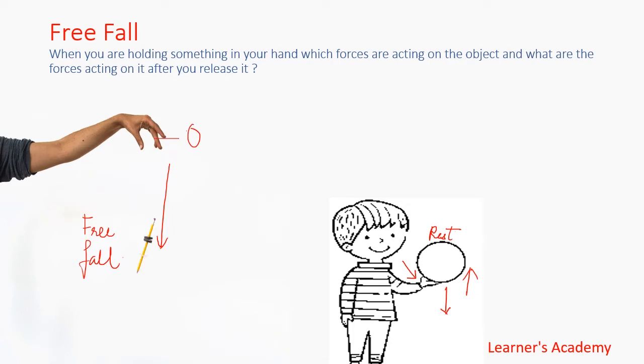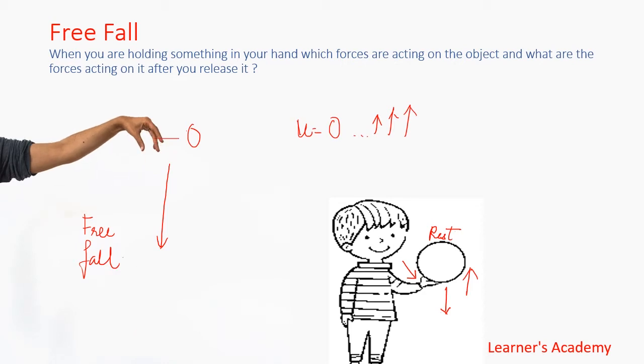Now in the free fall, what happens? The initial velocity is always zero, and it goes on increasing as it reaches the Earth due to acceleration due to gravity, all right?